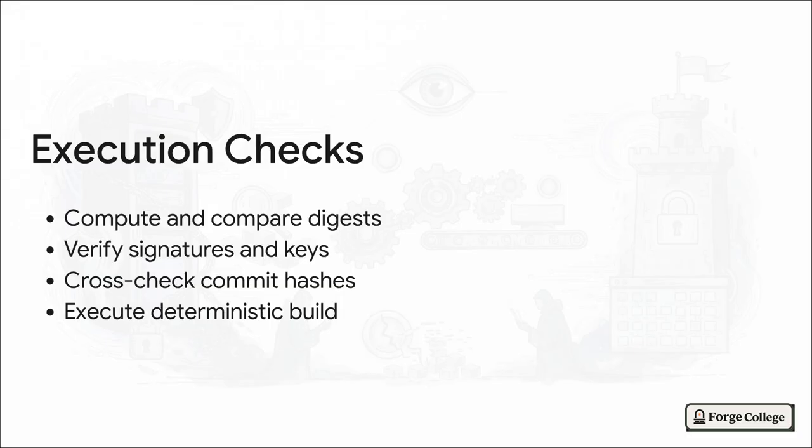You simply can't verify what you haven't properly prepared to test. Step 2, execution checks. Now it's time for the math. Compute the artifact digest on your local machine and compare it to the published one. Verify the digital signatures and the key fingerprints to make absolutely sure they match your trusted registry. Cross-check those commit hashes. And if your team has put in the hard work to achieve it, attempt a local reproducible build to confirm your exact output perfectly matches what's sitting up there on the release server.